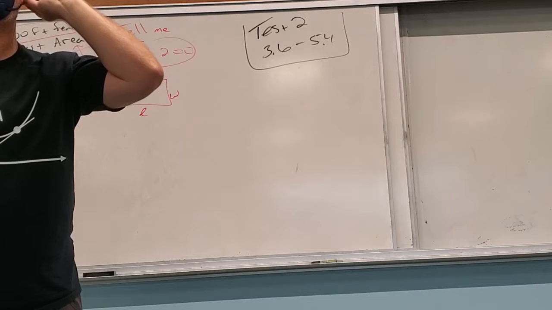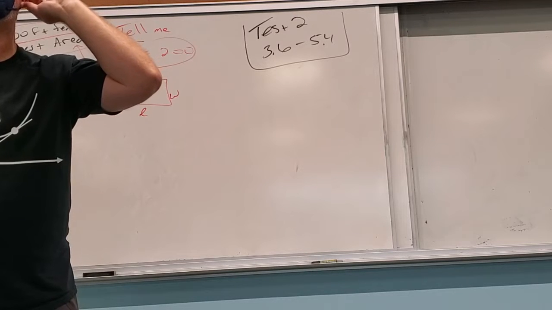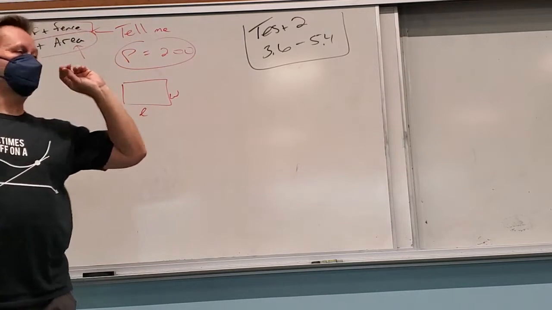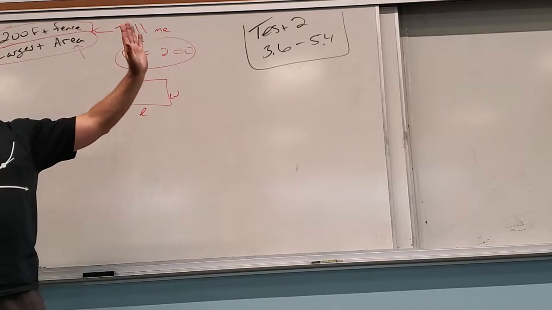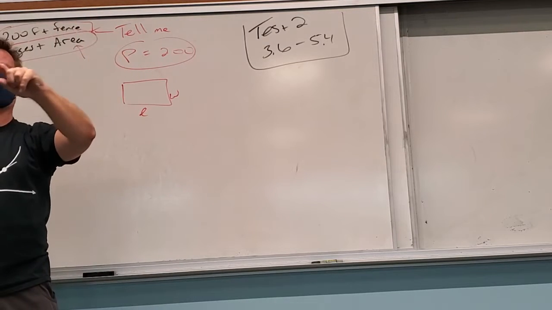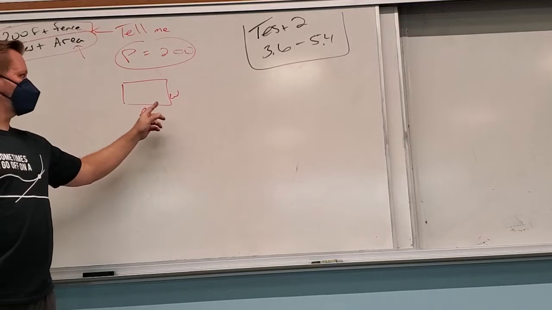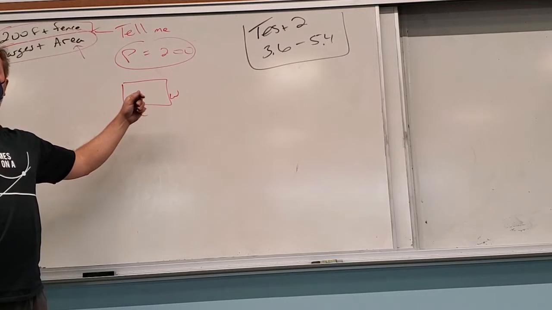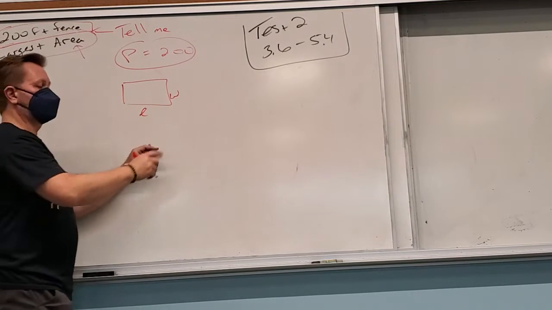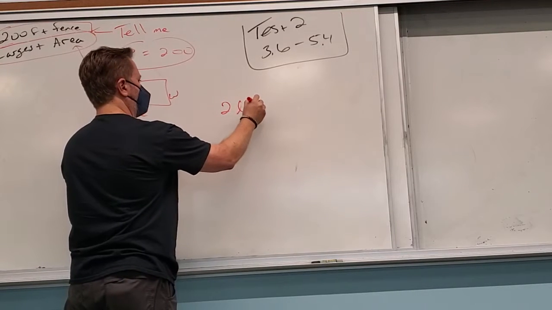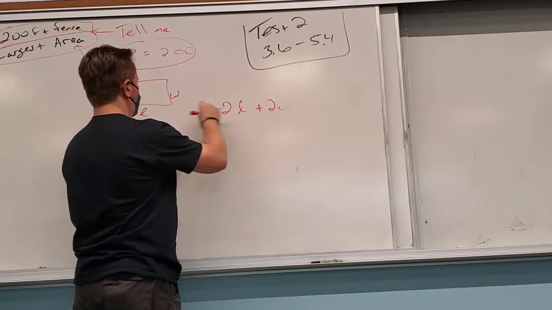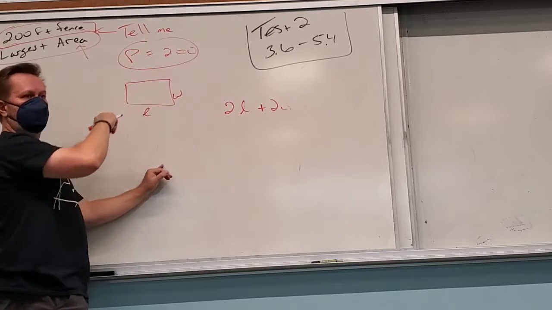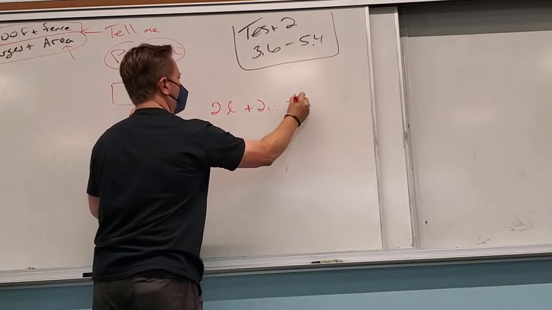Where do you get that from? So the perimeter has to be 200 feet. Yes, the perimeter has to be 200 feet. What's the formula for the perimeter of this rectangle? Almost. 2L plus... you just kind of walk around: L plus W plus L plus W. That's got to be 200, yes?